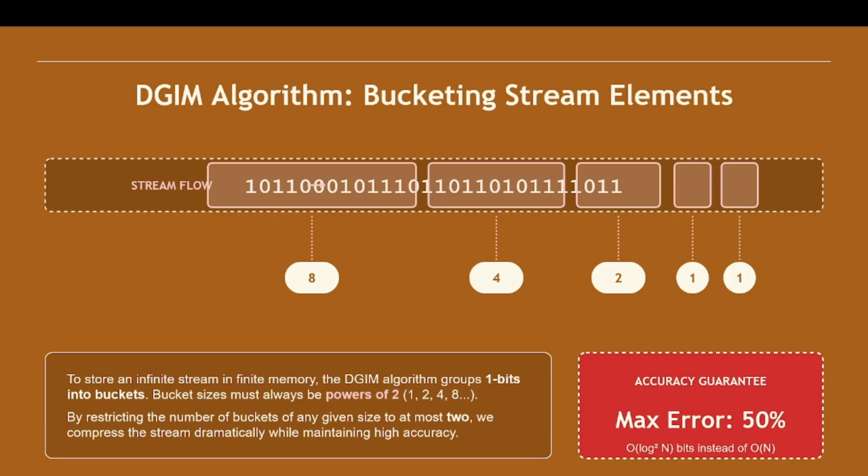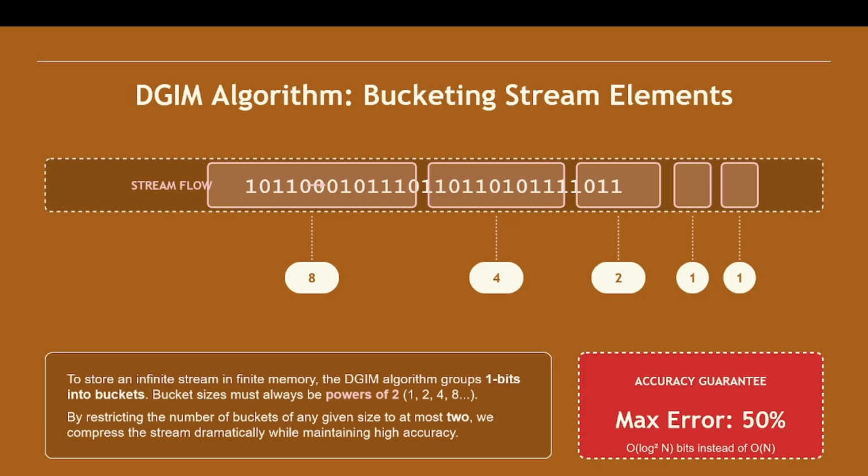For the most recent data arriving right now, the buckets are tiny, holding one or two items, so we have perfect accuracy. But for older data moving out of our window, we merge them into larger and larger buckets, holding 4, then 8, then 16 items. We compress the history. When you ask the algorithm how many ones were there, it sums up the buckets.